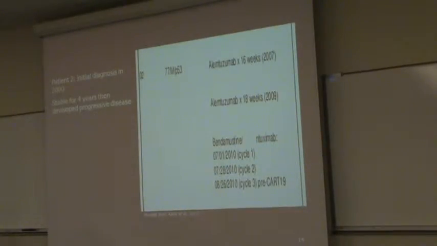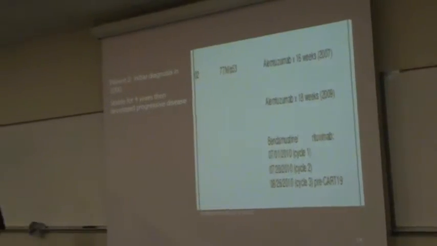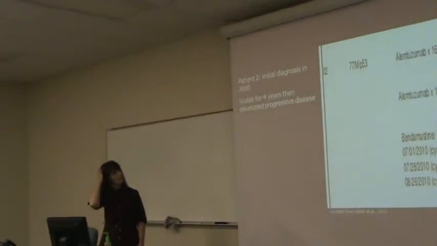Patient 2 was also diagnosed initially in 2000. He had a stable disease for 4 years, and then it began to progress. In CLL patients, sometimes when they're diagnosed, they may not require chemotherapy treatment right away. Other patients will require chemotherapy as soon as they're diagnosed, so it depends on the individual. This patient also had the P53 gene mutation that we talked about earlier. And from 2007 to 2010, when he entered this study, he also had multiple cycles of chemotherapy treatment.